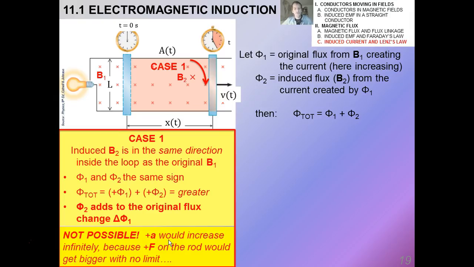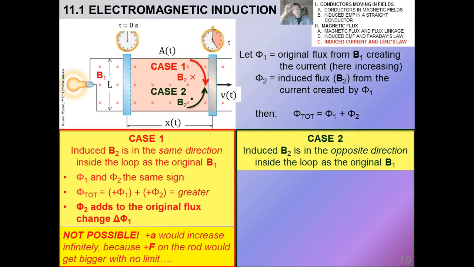But this is not possible, because the acceleration would increase infinitely. The acceleration on the rod would increase infinitely, because the force on the rod would get bigger with no limit. If you remember, how is the rod moving? Remember the balance between the force and the magnetic force. The force on the rod would get bigger with no limit. This would be impossible. So there's only one other choice. I'm going to show you why it has to be case 2.